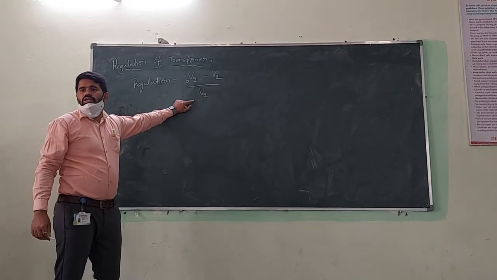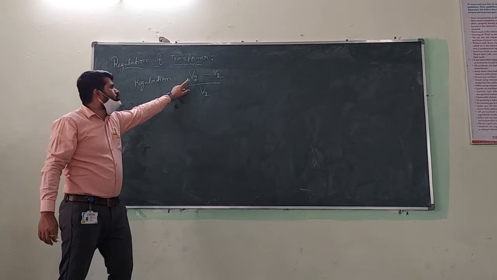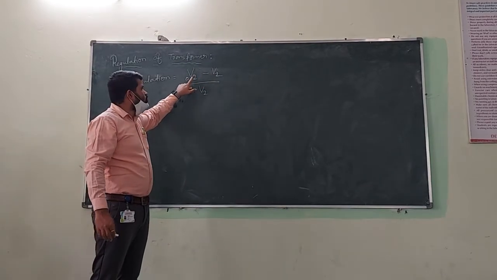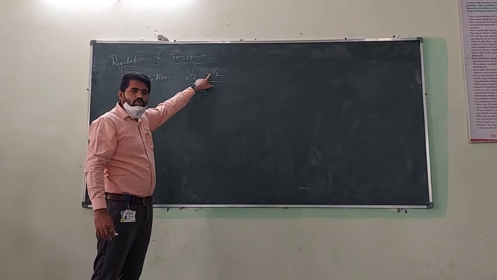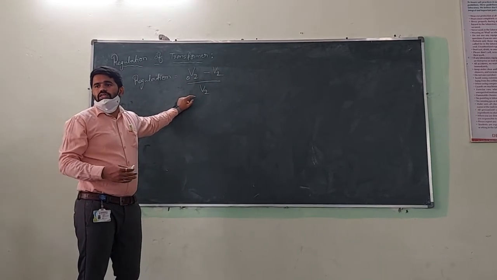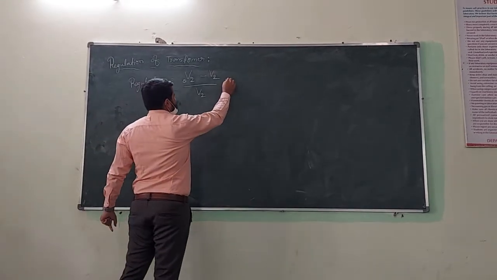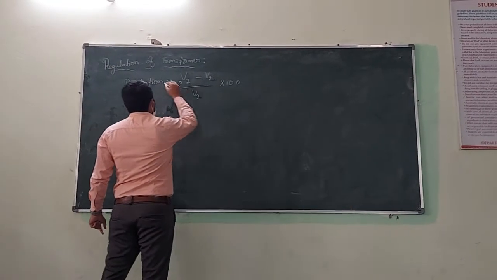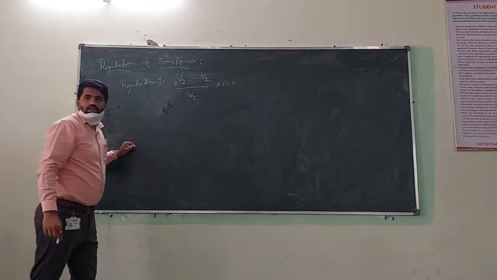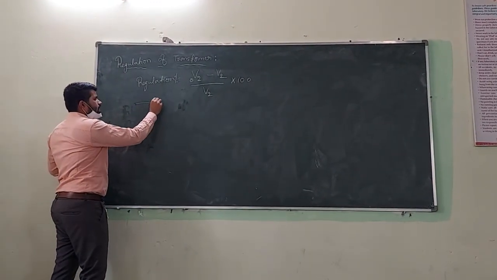It means, for example, in our domestic supply, you will get how much voltage? 230. Sometimes you may get 220 also. So (230 minus 220) by 220 is the voltage regulation, the change in voltage. If you want to get the percentage, you should multiply with 100. Clear? Now I am drawing the equivalent circuit diagram.